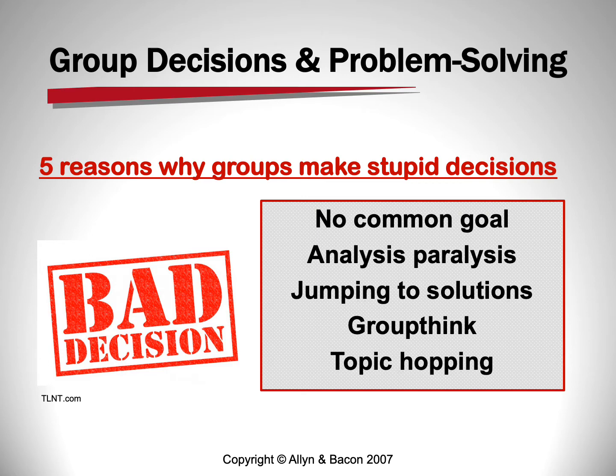Five reasons why groups make stupid decisions. One, no common goal. Two, analysis paralysis. You just continually analyze and criticize everything to the point that you don't move forward. Three, jumping to solutions, which is basically the same thing as jumping to conclusions. You're skipping steps in the process. Four, groupthink, which I'll explain on our next slide. And five, topic hopping, when you get off track instead of staying on track. It leads to bad decisions.